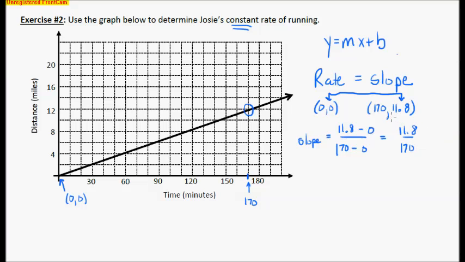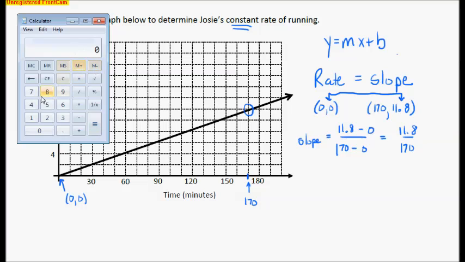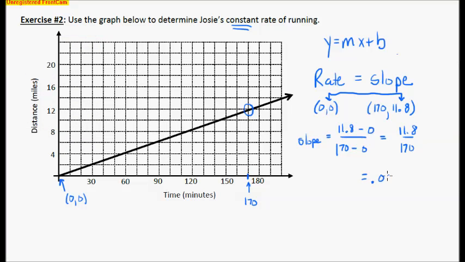Now, usually what we've done is we have left slope as a fraction. But in this case, we don't need to leave it as a fraction. I'm going to bring up my calculator here, and I'm going to take 11.8 and divide by 170. And I get 0.069. I'm going to round that to 0.07, and that's going to be miles per minute. So there is Josie's rate of running, and I got that all off the graph.